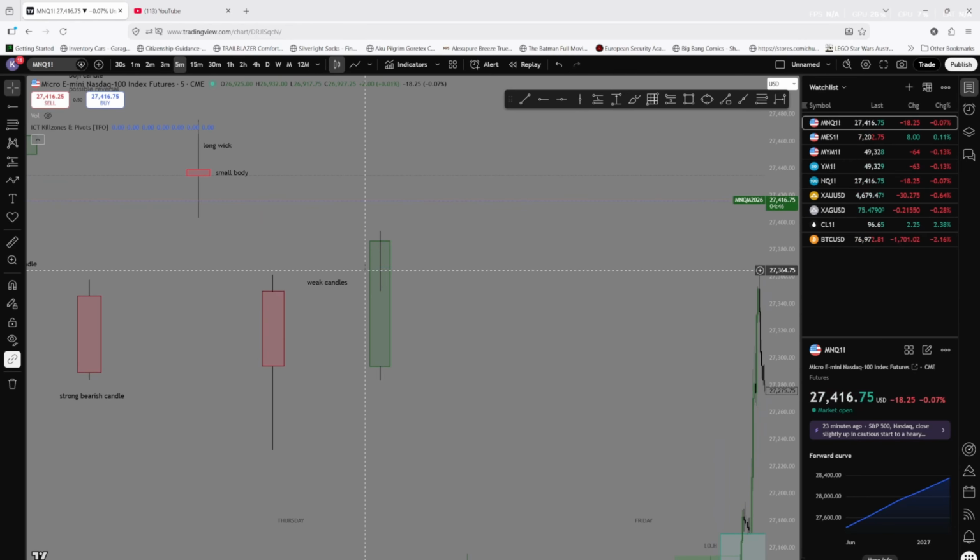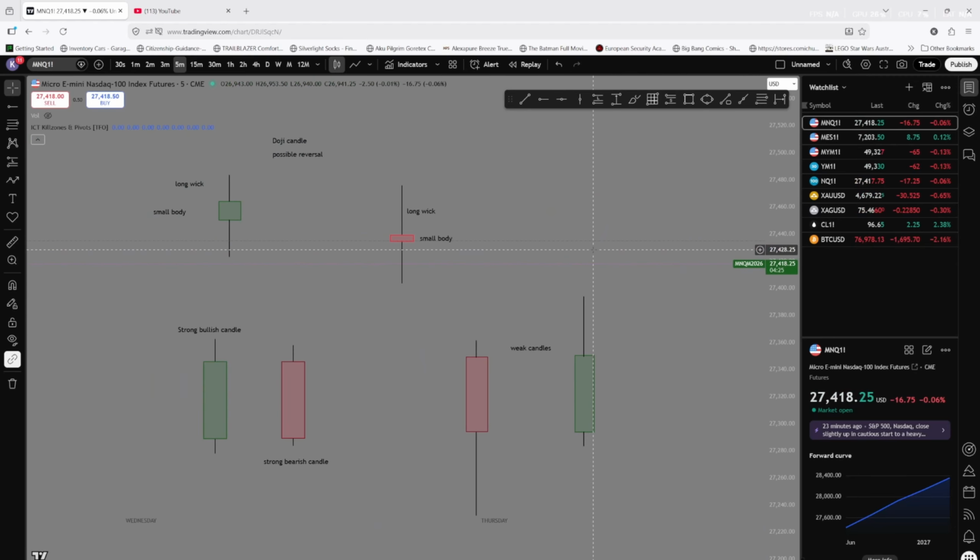But at some point it came across rejection. So we made a fairly small low, showing us that price movement to the downside is not strong here. We then made a big high, but at some point we came across rejection where the price started getting pushed down again. And that is a weak candle. What it could possibly represent, we're working on possibilities here, not certainties.